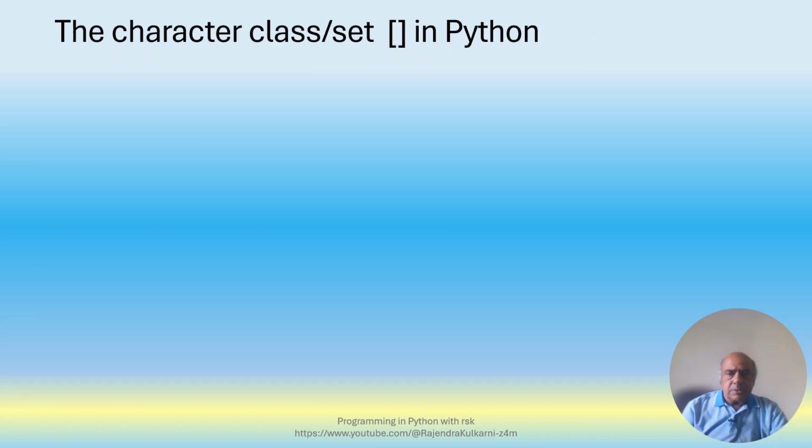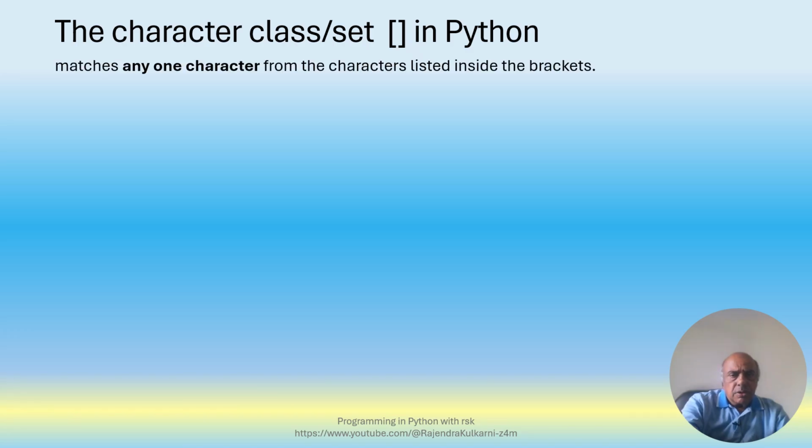Then there is another meta character, square brackets, which is also called a character class or character set in Python. It matches any one character from the characters listed inside the brackets. Whatever characters appear within the square brackets, any one of them is matched with the given string.